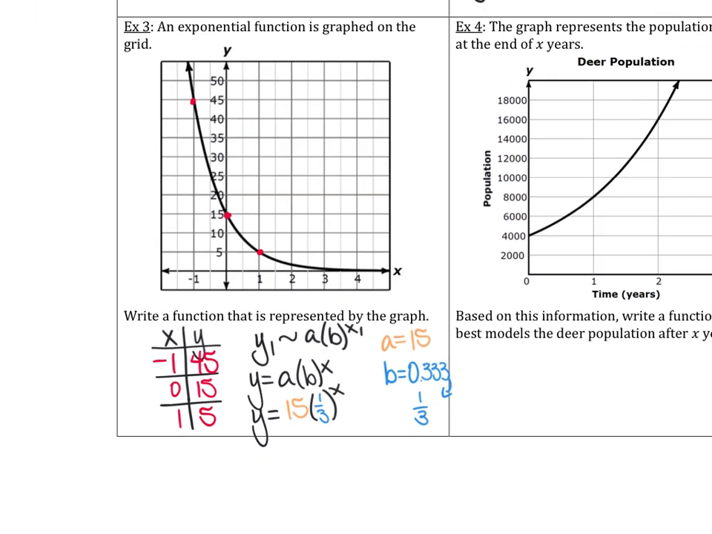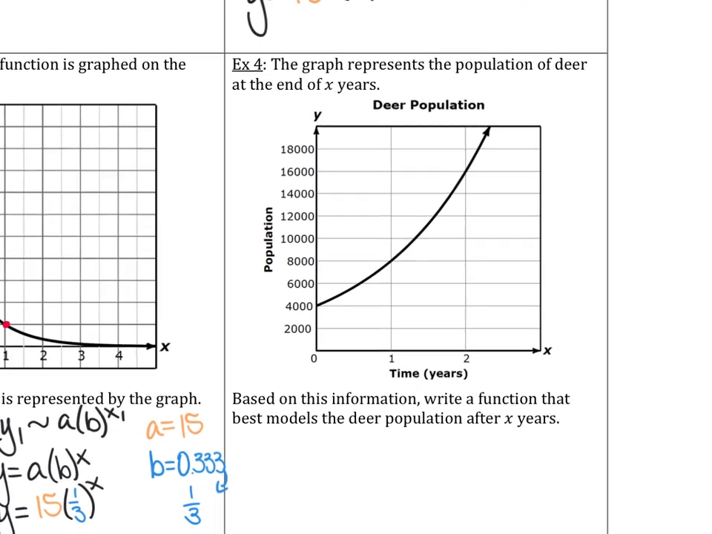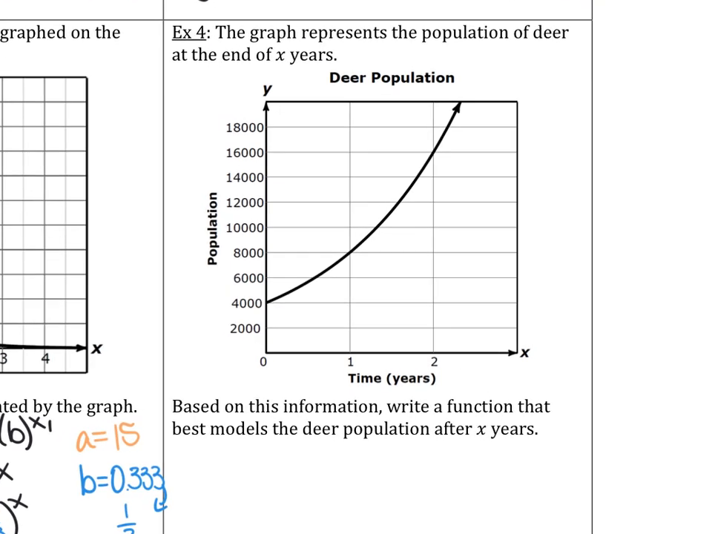Now I'm going to pause right here so that you can do number 4. Remember that you need at least 2 good points, but I prefer that you get 3. I would select this point, and this point. I'm going to pause my video, come back when you have it completed.